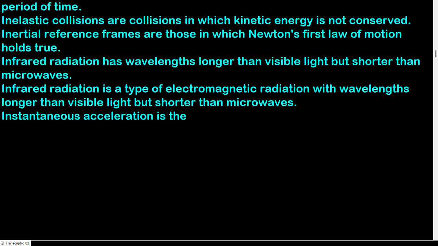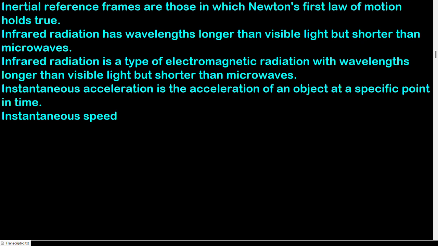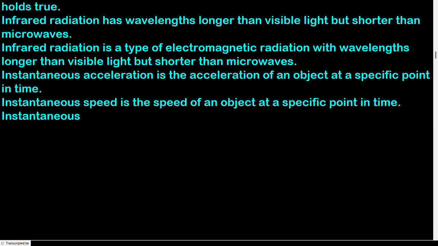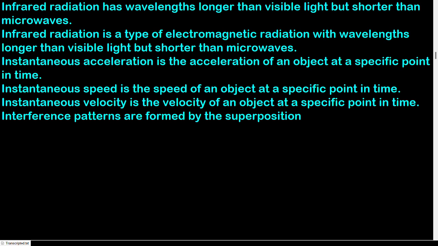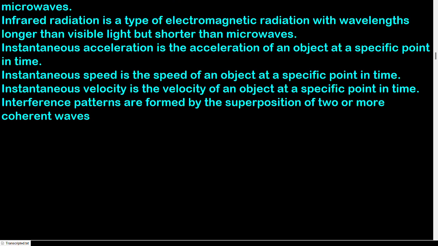Instantaneous acceleration is the acceleration of an object at a specific point in time. Instantaneous speed is the speed of an object at a specific point in time. Instantaneous velocity is the velocity of an object at a specific point in time. Interference patterns are formed by the superposition of two or more coherent waves.